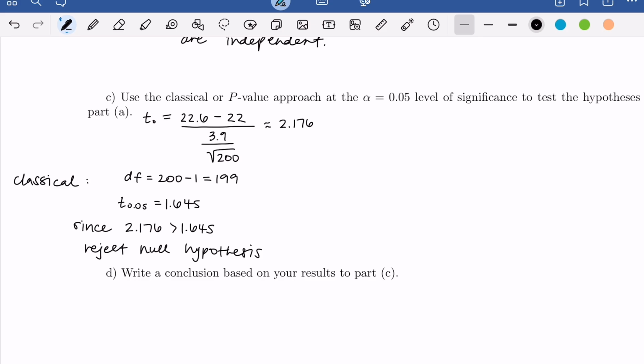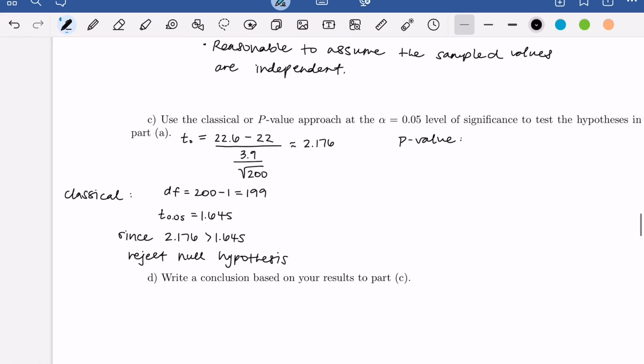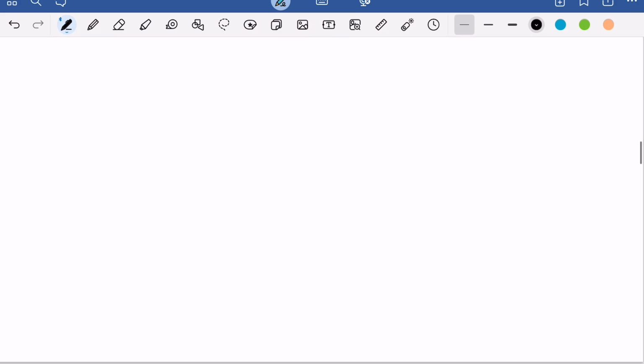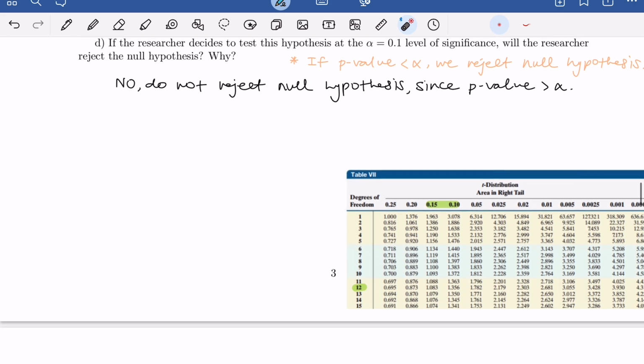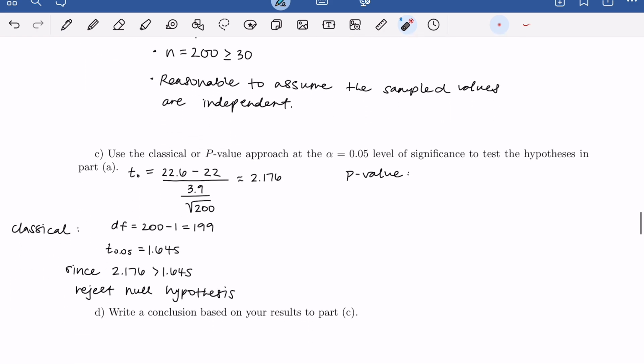And then for our p-value approach, let's do that over here. We need to find the p-value. So going back to this page here, we have all these tables. We're looking at a right-tailed test. So our p-value is going to be this probability here. So we want to find the area under this curve. So I'm going to use that formula. Our p-value is going to be equal to this probability here.